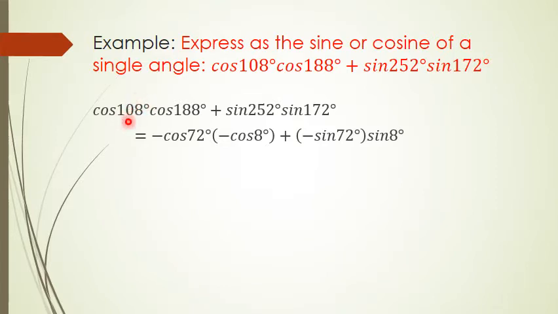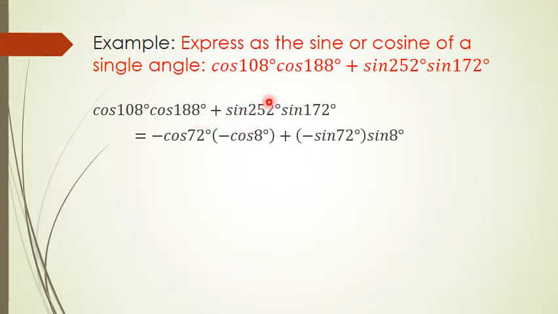108 degrees lies in the second quadrant. In the second quadrant, cosine is negative, so we have minus here. And this reduces to cos 72 degrees, which you find by simply subtracting 108 from 180, the boundary of the second quadrant. Then coming to 188 degrees, this falls in the third quadrant. Again, in the third quadrant, cosine is negative. So this reduces to cos 8 degrees, which you find by simply subtracting 180 from 188.